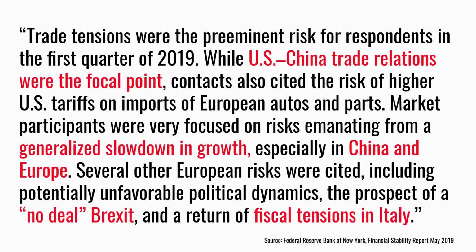So focusing on the trade tensions, this is a quote from that report. US-China trade relations were the focal point, but there's also now the threat of US tariffs on imports of European autos and parts, and in particular that's going to hurt Germany, which relies heavily on exports of its auto manufacturing products. But the analysts also worried about a generalized slowdown in growth, particularly in China and Europe. And there are also unfavorable political dynamics in Europe, in particular no-deal Brexit, and the age-old problem of the Italian government spending too much. They call this fiscal tensions.